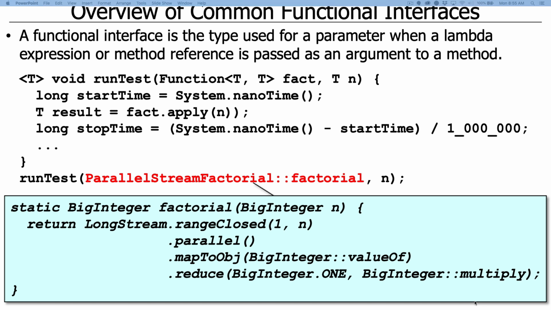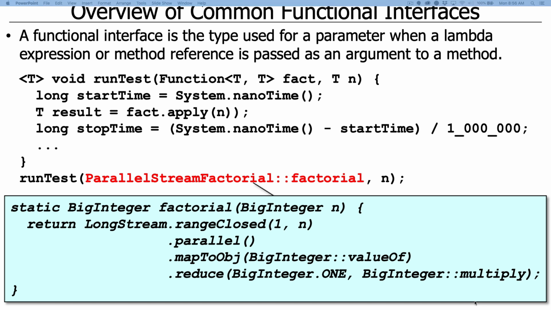As you may recall, big integers can be arbitrary precision values that can grow to really large numbers. What we do here is generate a stream of longs from 1 to n, and then in parallel, we convert each of these longs into a big integer using the valueOf method reference. And then we do what's called a reduction. We'll talk more about what reductions are later.